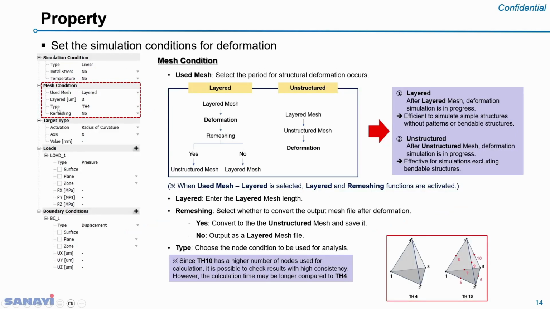In the mesh condition, there is another function which is called type. As shown in the following figure, the number of nodes used in the calculation is selected from 4 or 10. Although the consistency of TH10 is very high, the calculation speed may be very slow. Therefore, I usually recommend to use TH4.